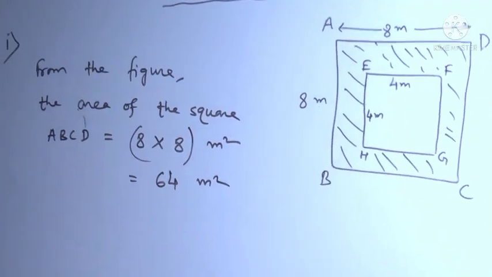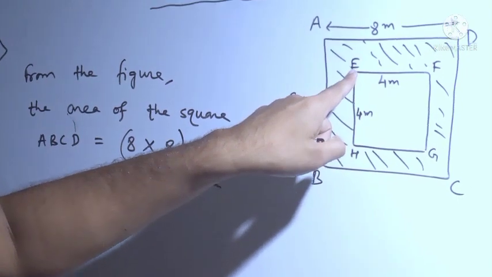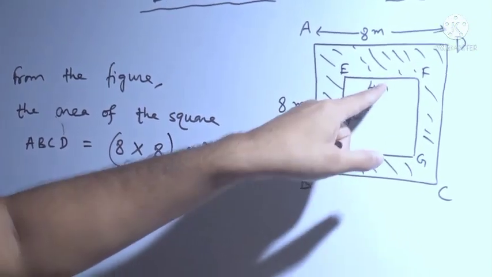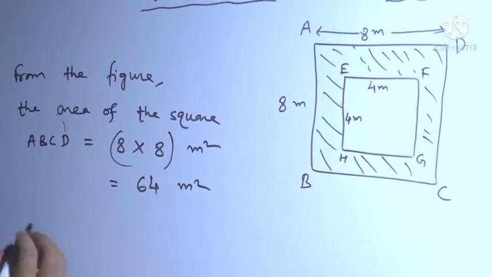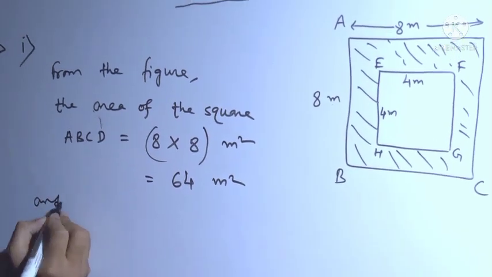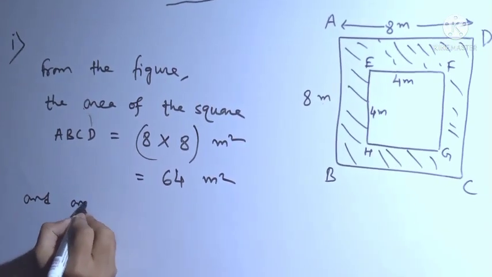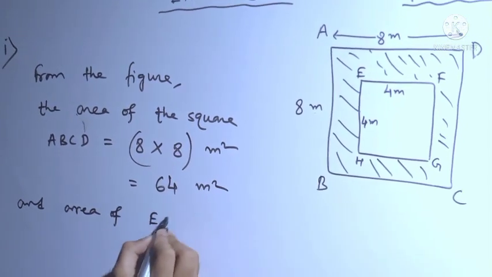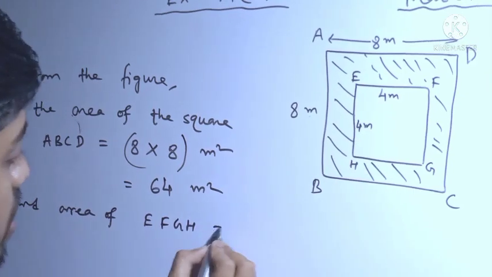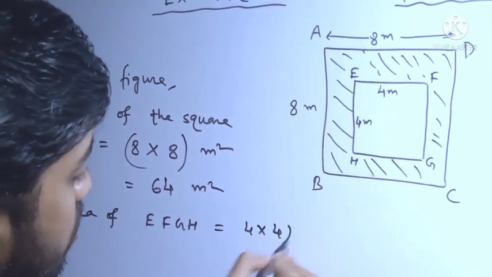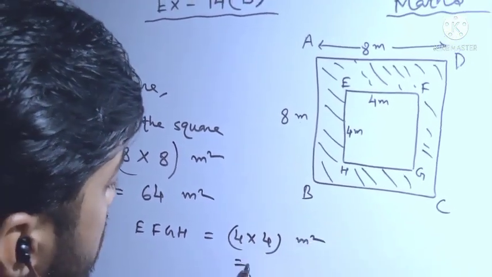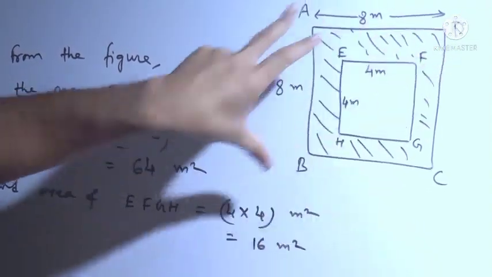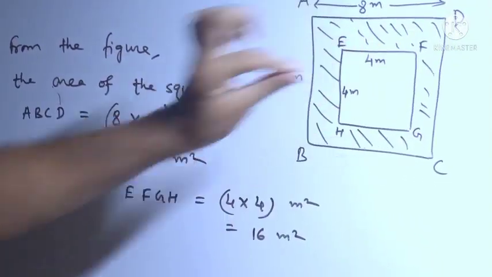Now also we have to find the area of the small square, that means EFGH, whose each side is 4 meter. Okay, and the area of EFGH equal to 4 into 4 meter square, that means 16 meter square. So we already found the area of the big square and the area of the small square.